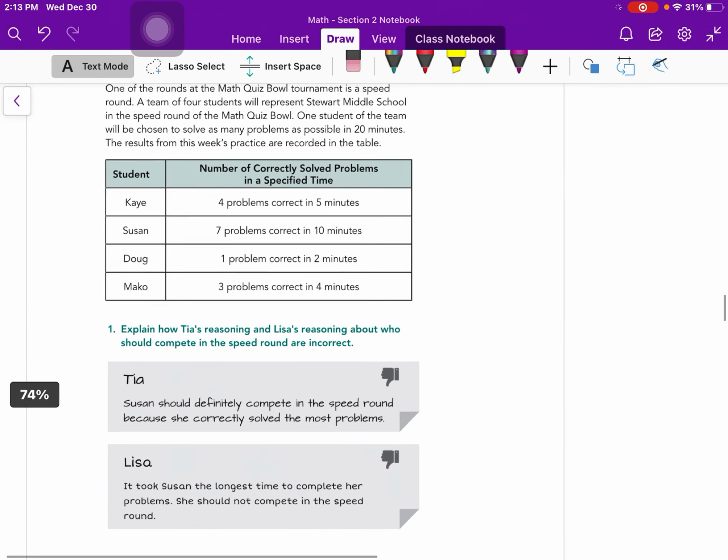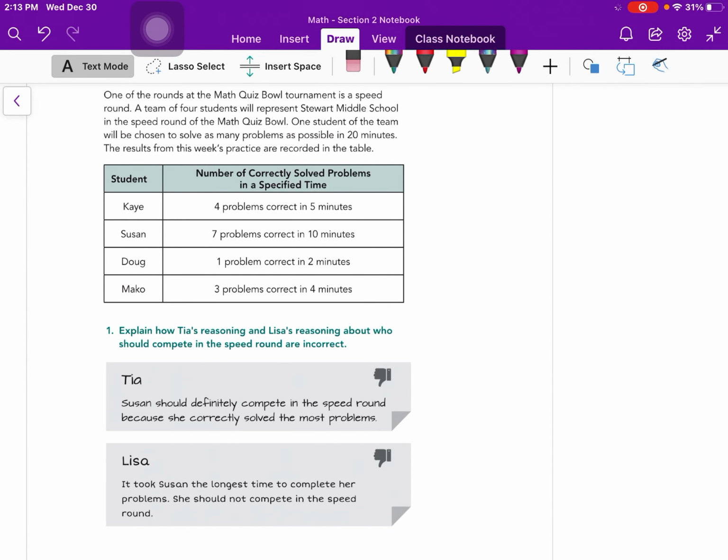All right, and Tia and Lisa, they looked at this and they made an observation about who should be in and who shouldn't. It says explain how they came up with who should compete is incorrect. Tia says Susan should definitely compete in the speed round because she correctly solved the most problems. Now she's right about that. Lisa says it took Susan the longest time to complete her problems, so she should not compete. So there's a case for and against. Neither one is really based on mathematical fact, so we got to dig just a little bit deeper into understanding not only one of the numbers of the ratio, the 7 problems correct, but also how long it takes them. So let's dig a little deeper.